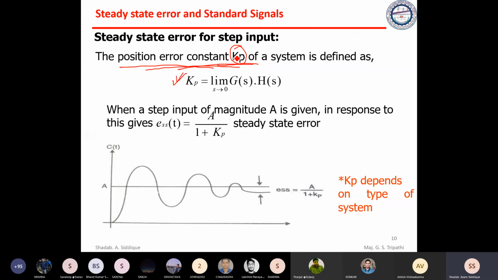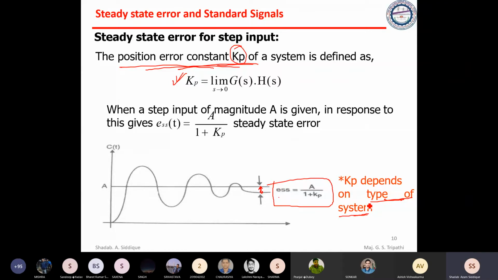So KP is nothing but the position error constant. It can be found as limit s tending to 0 G(s) H(s). And if you want to find the steady state error, ESS will be A divided by 1 plus KP. This ESS is the error we are getting here. So ESS can be found as A divided by 1 plus KP, and KP depends on the type of the system. That's why I dictated the type of a system in the beginning of the class.